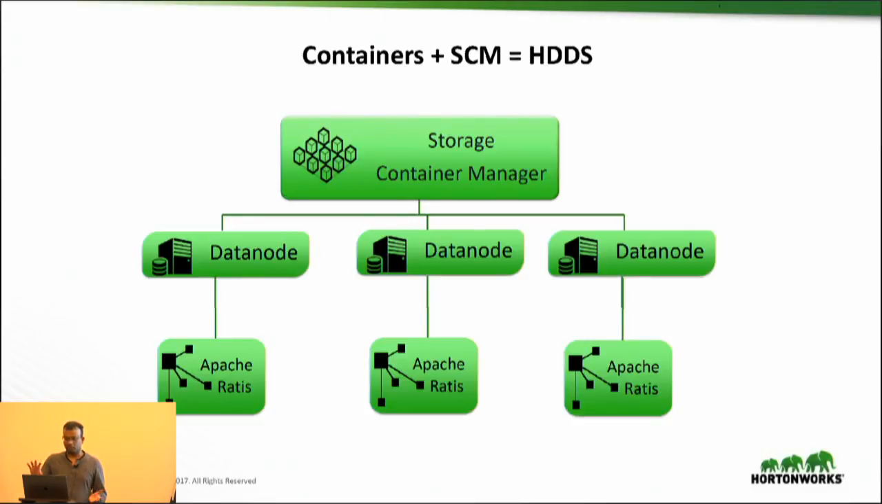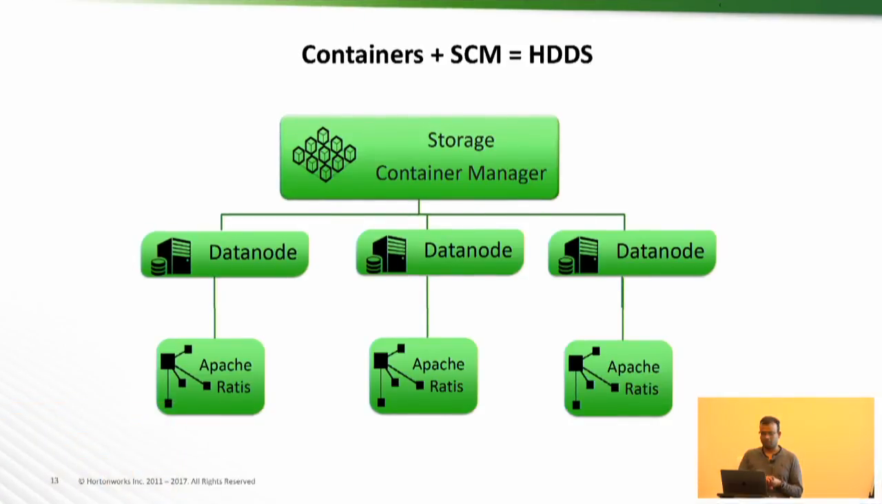So putting it all together, containers and SCM together give us what we call HDDS, that's the Hadoop Distributed Data Store. And it's just a pure container-based storage layer without a namespace. So you have the storage container manager, then you have the individual data nodes, which are the same data nodes that we have today in HDFS, and they store the container replicas that are replicated using Apache Ratis. And so at this point, we still haven't talked about Ozone at all or the namespace. All we have built up to now is a distributed container layer.